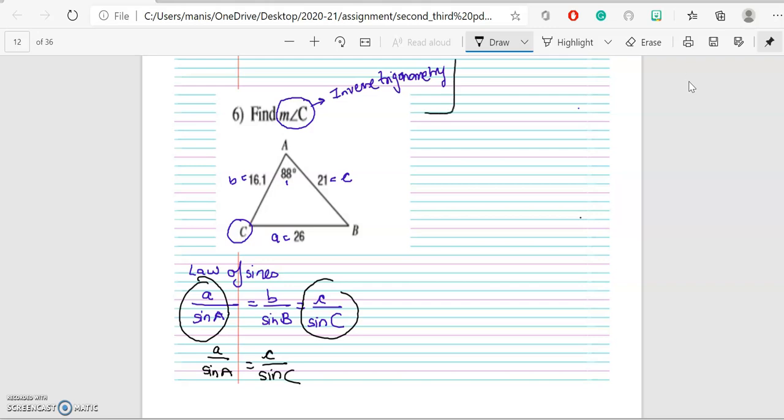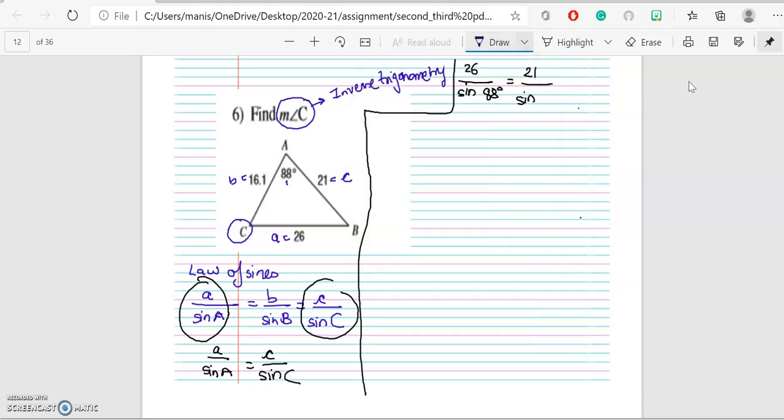Now keep in mind this question involves lots of steps, but you know how to do this, so we'll do it together. A over sine A: lowercase a is 26, over sine of uppercase A. What is uppercase A? 88 degrees. Lowercase c is what? 21. But we do not know uppercase C. I will write it like this only.